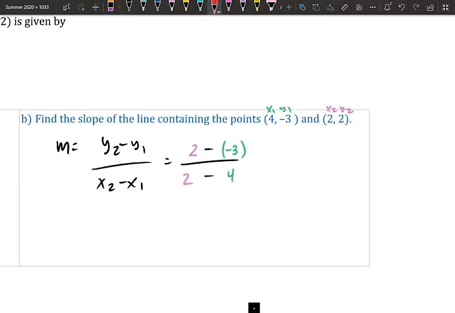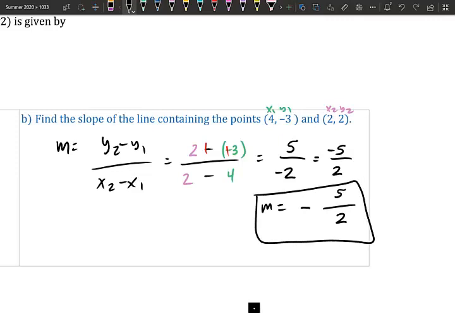So we know minus minus becomes plus. So 2 plus 3 is 5. 2 minus 4 is negative 2. So 5 over negative 2 is the same thing as negative 5 over 2. And that's the same thing as negative, on the outside, 5 over 2. So you put the negative wherever you want to go. When it's a fraction, it honestly does not matter. But I will say, that's the one that I would write.